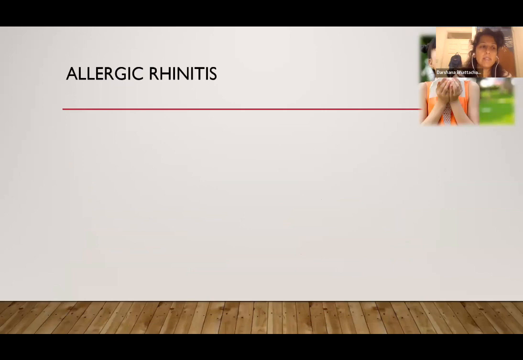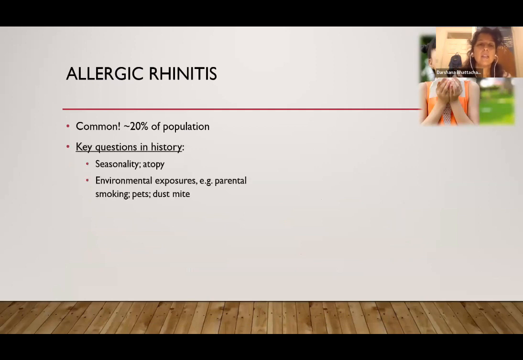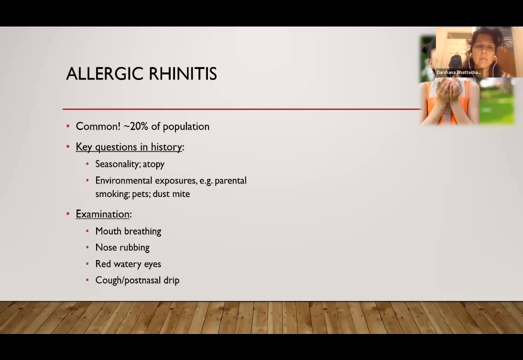So moving on quickly to allergic rhinitis as a cause of snoring and chronic breathing problems. This is very common. About a fifth of the whole population tends to have some form of this. But the key question to ask in the history of the child is whether their symptoms are seasonal, whether they have any other features of atopy, such as eczema, asthma, any other food allergies, and obviously asking about environmental exposures, and particularly parental smoking and the presence of pets, and consider dust mite as well.